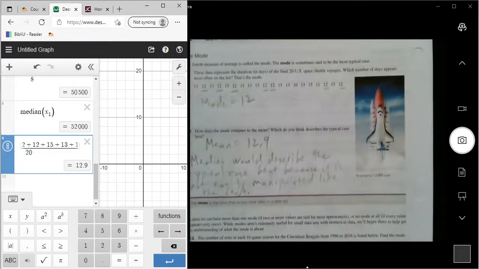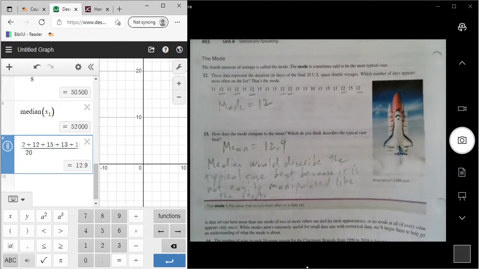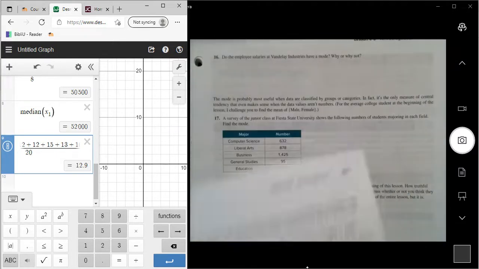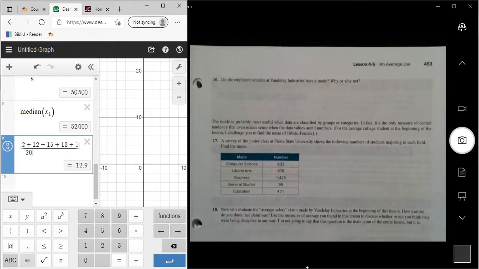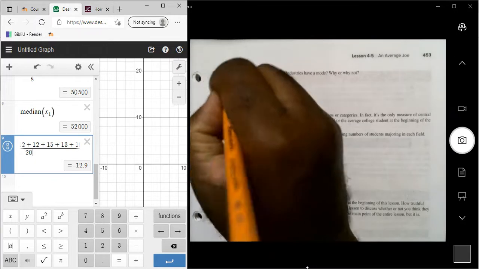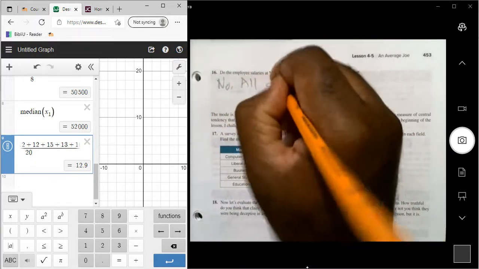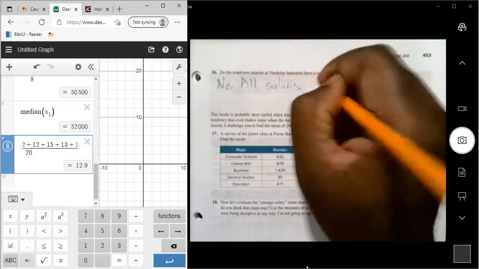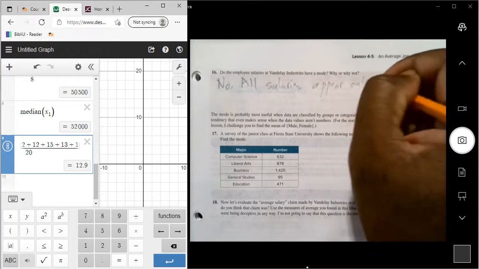All right. Now we move on to the next page. So we have problem 16. Do the employee salaries at Vandelay Industries have a mode? We would say no. And the reason being, all salaries appear only once.